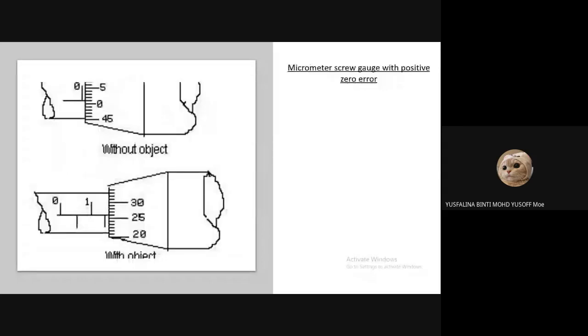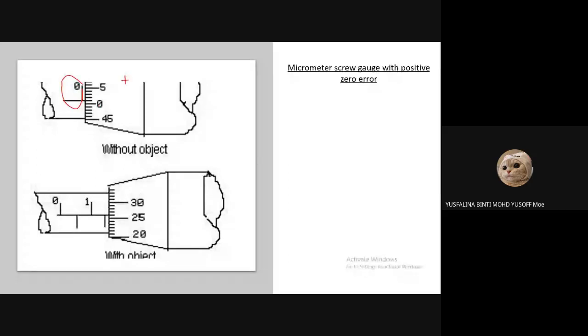How do you read the micrometer if it has a positive zero error? How do you know whether it's positive or negative? You see the zero on this side, on the upper part of the zero of the vernier scale. So this is a positive zero error.